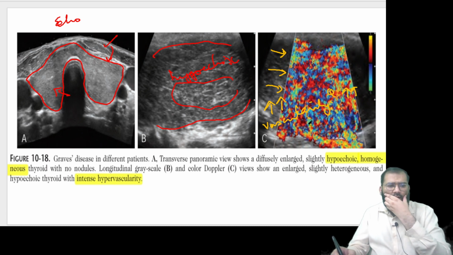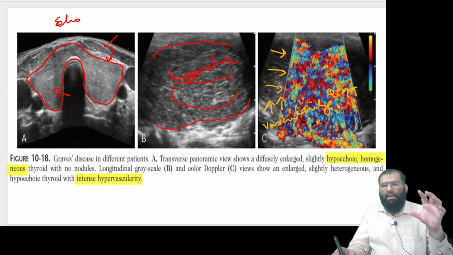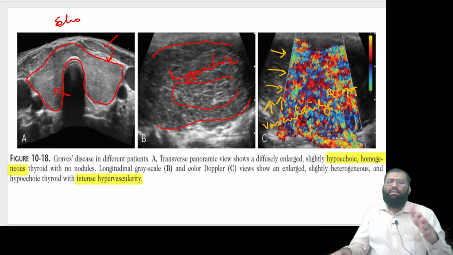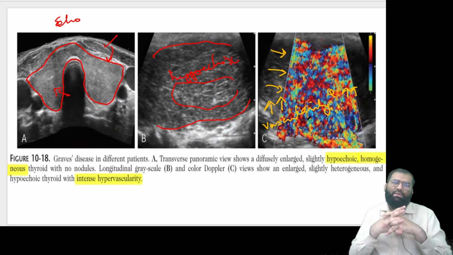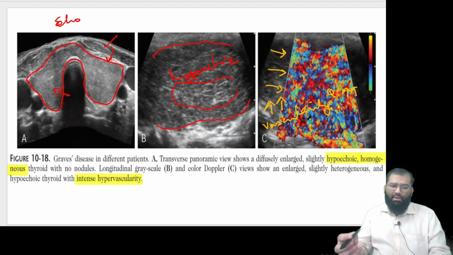So very important finding in case whether it's a Graves disease acute phase or it's a case of Hashimoto, is that the gland becomes heterogeneous, hypoechoic, and there is increased vascularity. Okay. These are important findings for Graves disease.